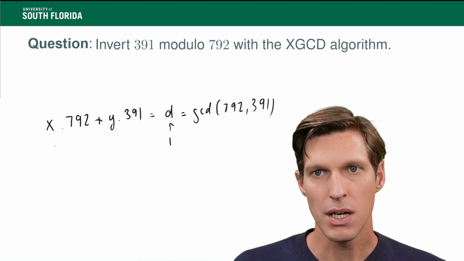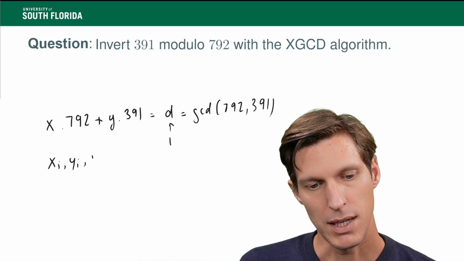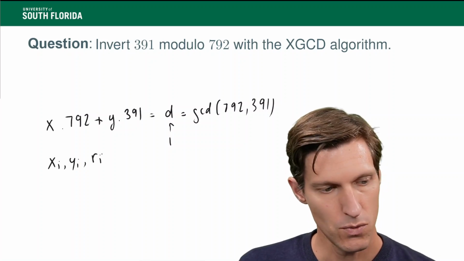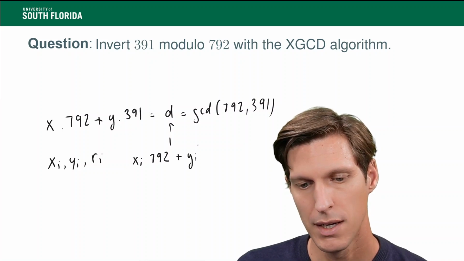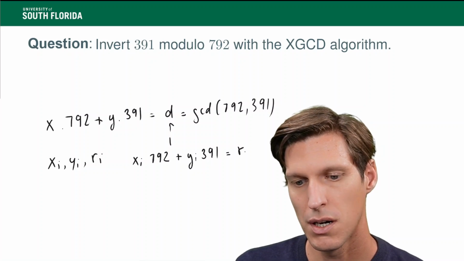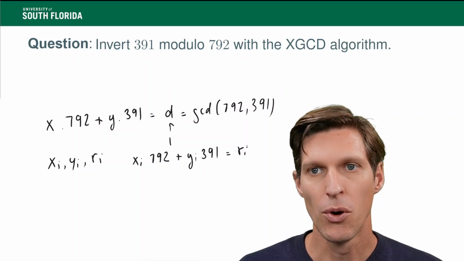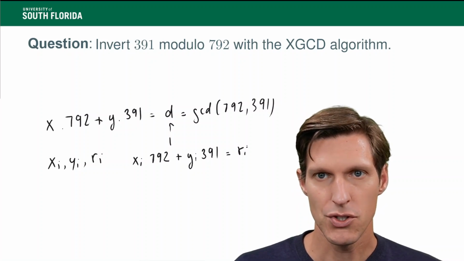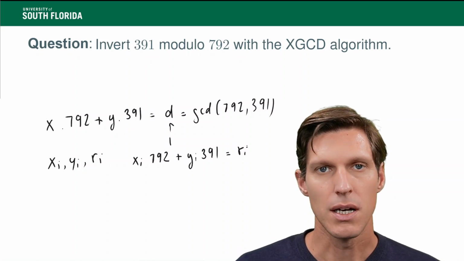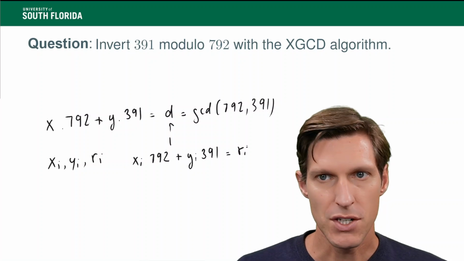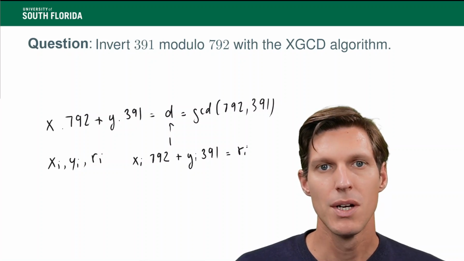So how does the extended GCD proceed? Well, we calculate a sequence of xi's, yi's, and ri's, where at each step, we always have the relation xi times 792 plus yi times 391 equals ri. And once we get to ri equals 1, or theoretically, we don't know that it's going to be 1, if we get to ri being d, the GCD, then we win. The ri's are calculated with the standard Euclidean algorithm by subsequent divisions of ri minus 1 by ri to produce ri plus 1. So if you have two ri's, you get the third one.